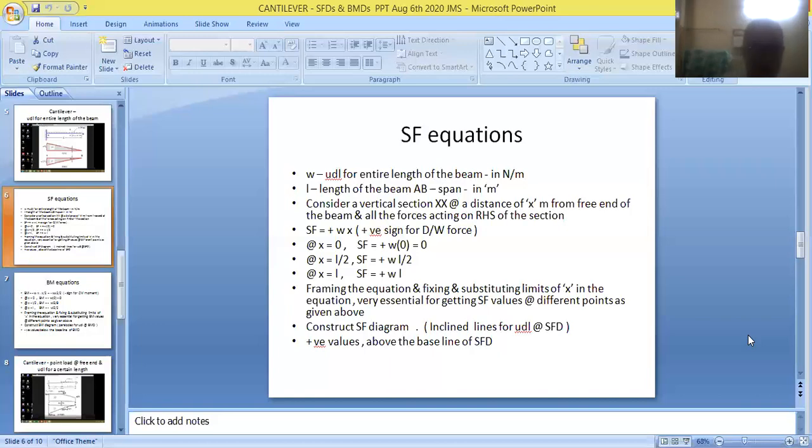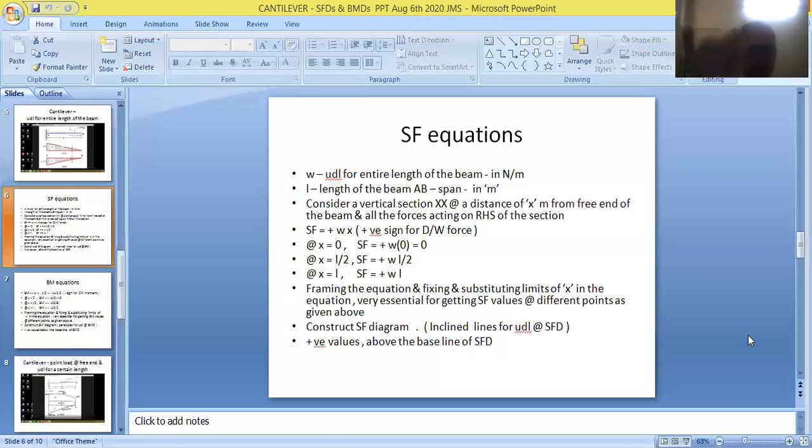Now we are fixing three limits. This is the lower limit, this is the middle limit, and this is the upper limit. The lower limit is fixed as 0, middle limit as L by 2, and upper limit as L meters. So you substitute all these values in the equation. So naturally, we'll be getting SF values at different points. At x equal to 0, it will be coming to 0. At x equal to L by 2, it will be coming to WL by 2. And at x equal to L, it will be coming to WL.